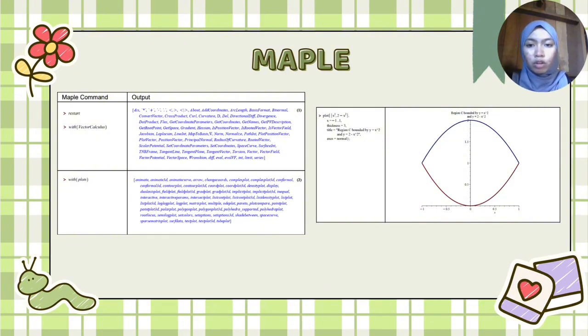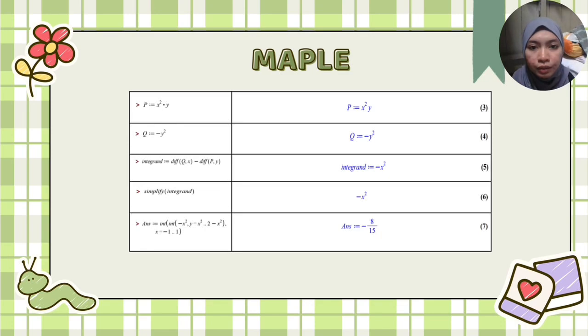For the Maple calculation, next we use P equal to x squared multiplied with y and Q equal to negative y squared. Next, the integrand equals the derivative of Q with respect to x minus the derivative of P with respect to y. Next is to simplify the integrand and we got the answer, negative 8 over 50. Next, we use the P equal to x.